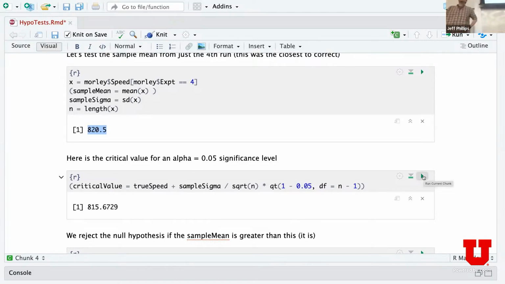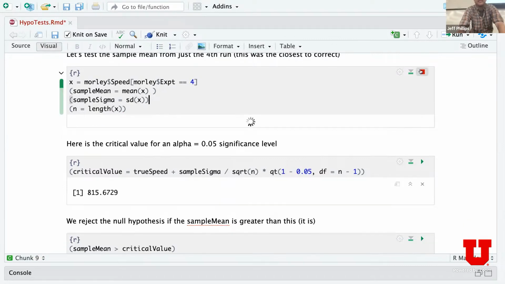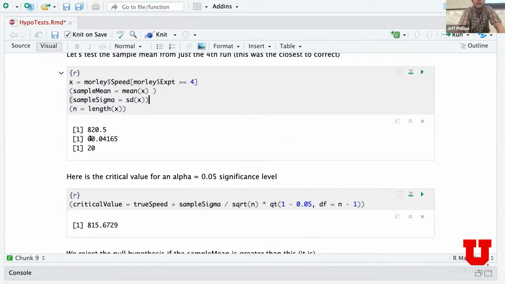We want to check what the confidence interval they had around this is. If we want to see the length they ran, if I do this, it'll print out the values. So the sample mean was 820. The sample standard deviation was 60. And there are 20 different observations they made. So this is based on 20 observations.